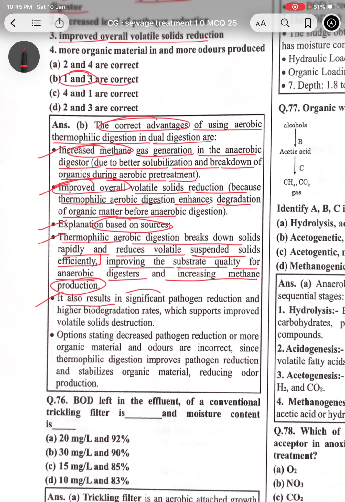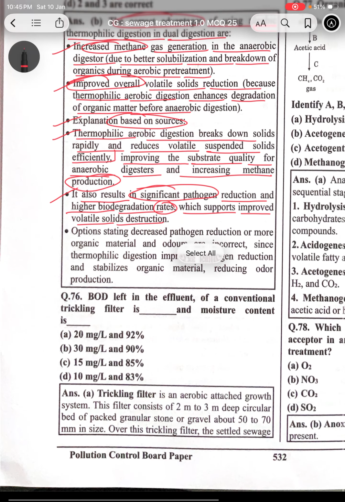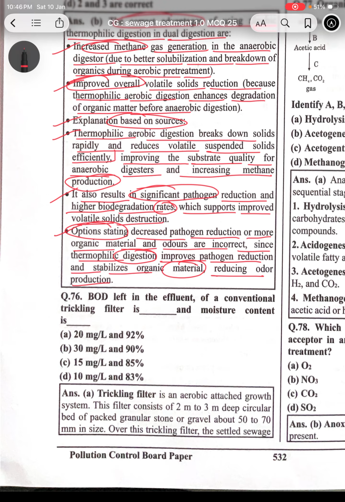It also results in significant pathogen reduction and higher biodegradation rates, which support the improved volatile solid destruction. The other options, decreased pathogen reduction or more organic material and odors, are incorrect, since thermophilic digestion improves pathogen reduction and stabilizes organic material, reducing odor production.